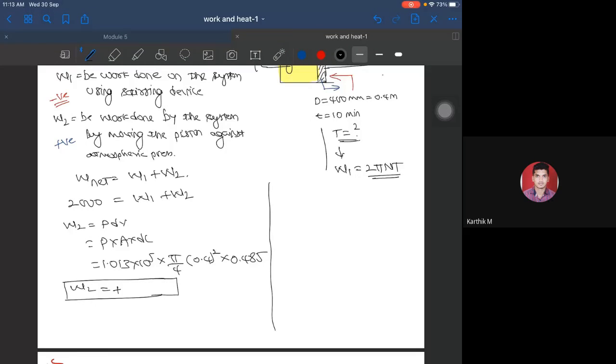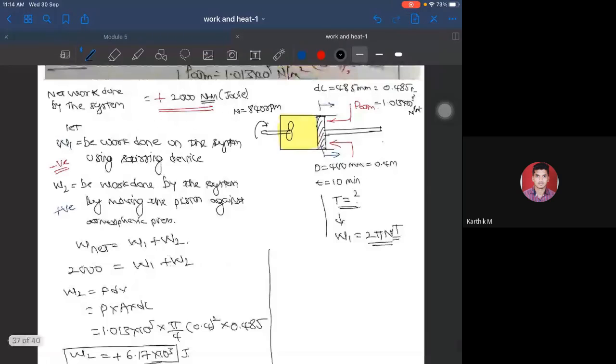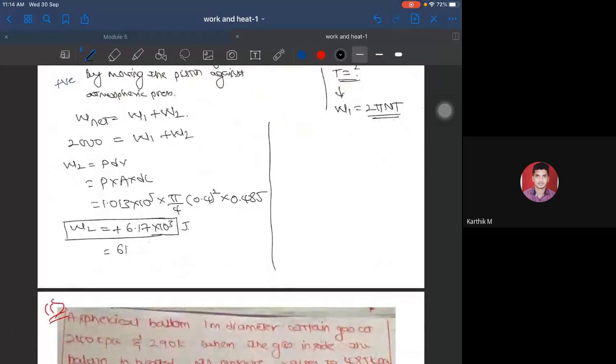W2 is 6.17 into 10 power 3 joules. Can I just write it in joules, because your net work done is in joules? So 6170 joules. Is that correct?